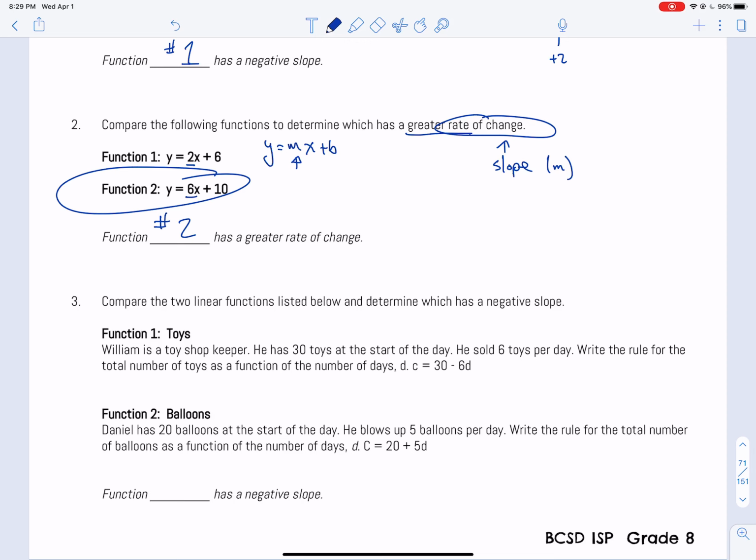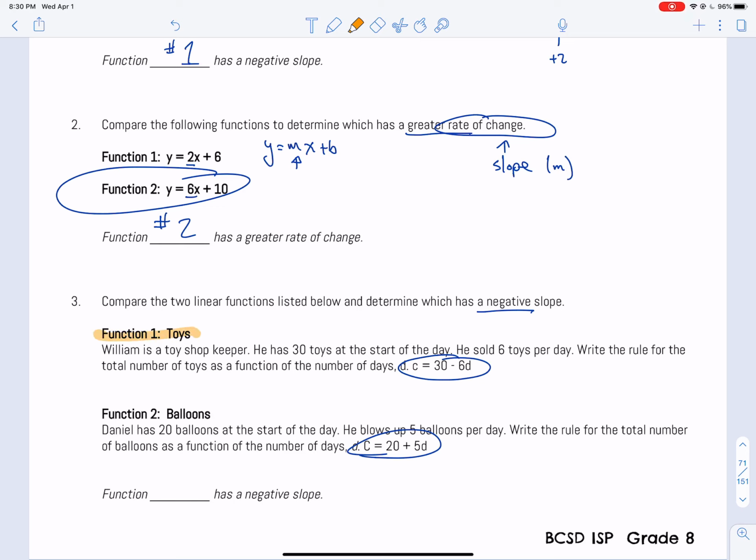Determine which one has a negative slope. Okay, so negative slope. We have equations for both. So it doesn't really matter what the description is telling us, but let's just read it anyway. So we have 30 toys at the beginning of the day, sold 6. So the number that they have is decreasing. Okay, that makes sense. So I'm thinking it's going to be function number 1 because of that.